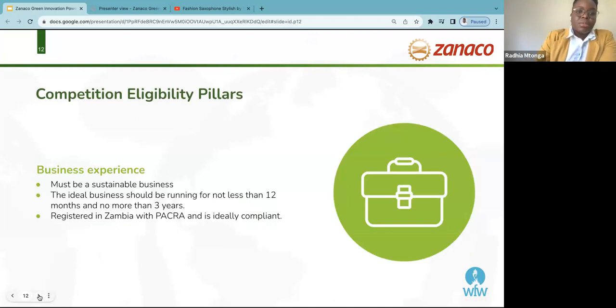What are some of the eligibility pillars? Of course, business experience, because we're looking for solutions that are innovating with a business focus, but are also dealing with the SDGs. So you must be a sustainable business, sustainable in terms of, are you dealing with environmental sustainability? Are you dealing with sustainable development goals? Is your business a social enterprise, or it could be a for-profit, but it is addressing any or all three of the issues that we highlighted in the beginning.